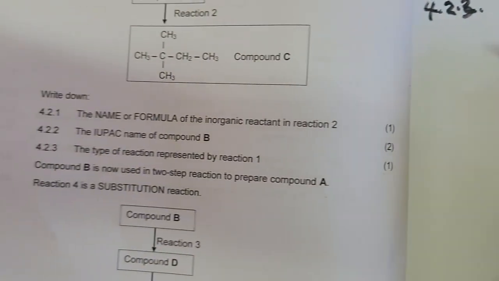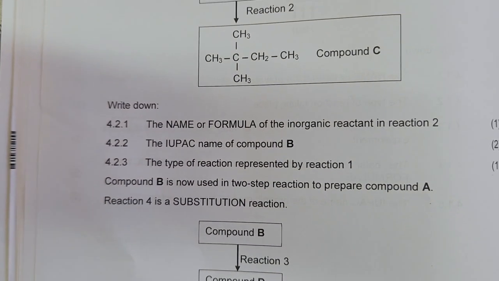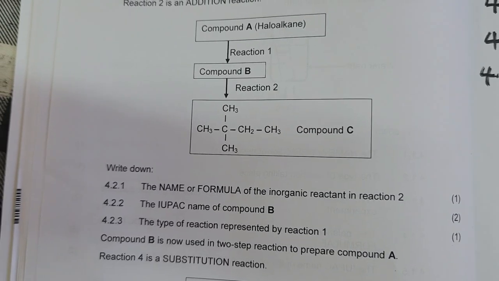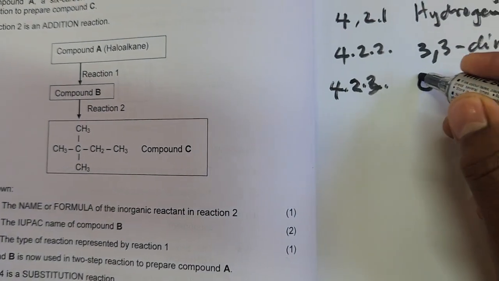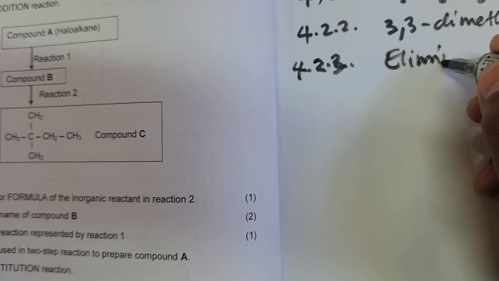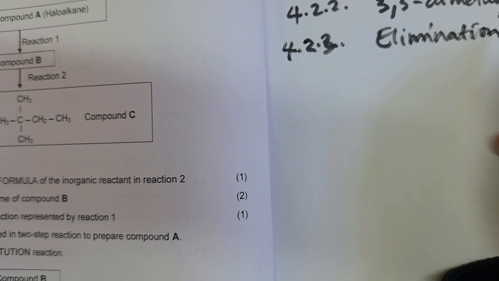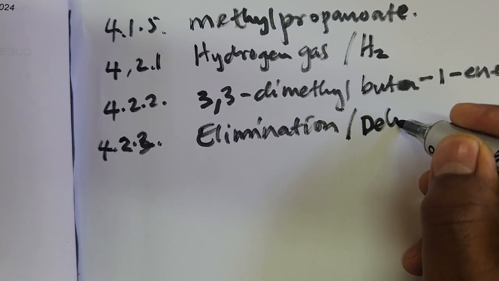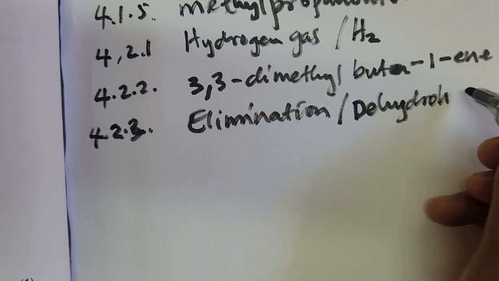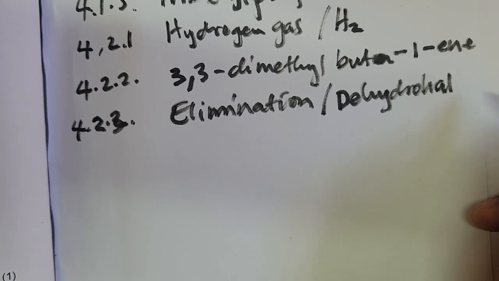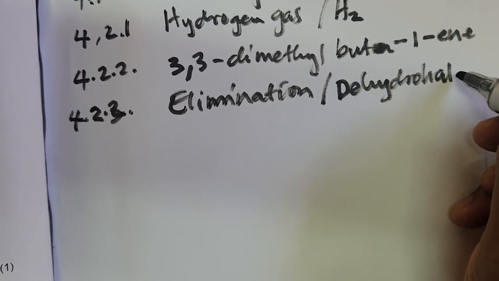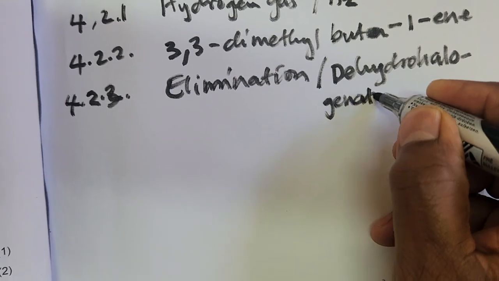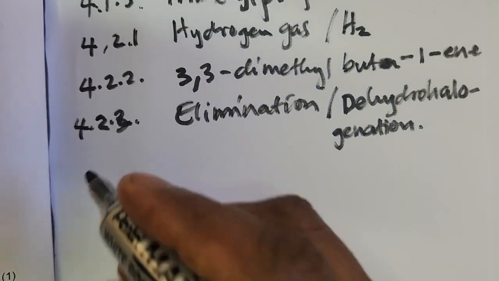4.2.3. Check. They say write down the type of reaction represented by reaction 1. Which reaction can form an alkene? Remember, that will obviously be elimination. But we are going to accept also dehydrohalogenation, because we are coming from a haloalkane.